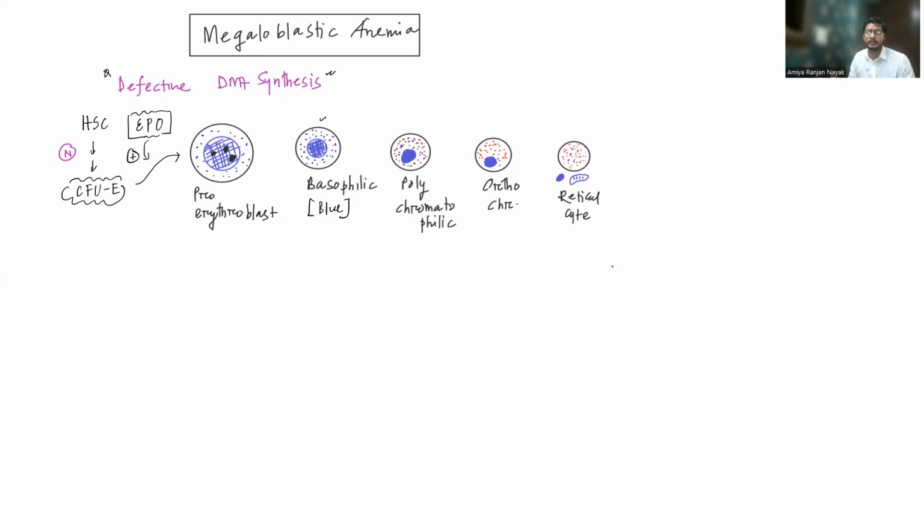The reticulocytes will be completely eosinophilic, but only few dots or net-like chromatin structures you can find in reticulocytes. And ultimately, it will go to the peripheral blood, and it will become the mature RBC.